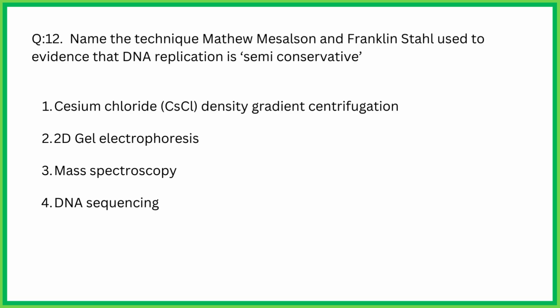Question number 12. Name the technique Matthew Meselson and Franklin Stahl used to show evidence that DNA replication is semi-conservative. Option 1 cesium chloride density gradient centrifugation, option 2 2D gel electrophoresis, option 3 mass DNA sequencing. If you have read about who gave the hypothesis for semi-conservative DNA replication, it was Watson and Crick, whose model shows that DNA replication is a semi-conservative process.